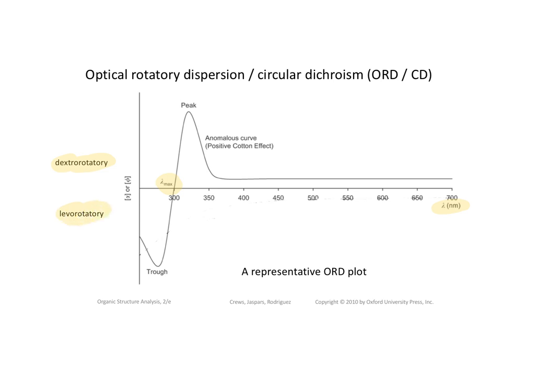A circular dichroism spectrum that shows a dextrorotatory or positive rotation at wavelengths longer than the lambda max is said to have a positive Cotton effect. And this band has the opposite shape of a compound with a negative Cotton effect.